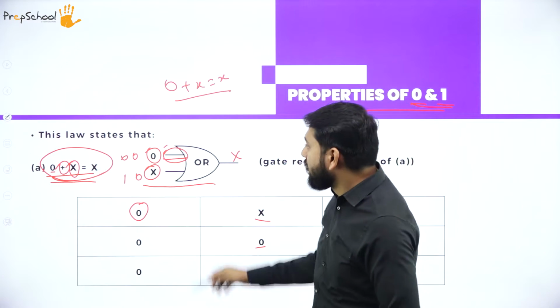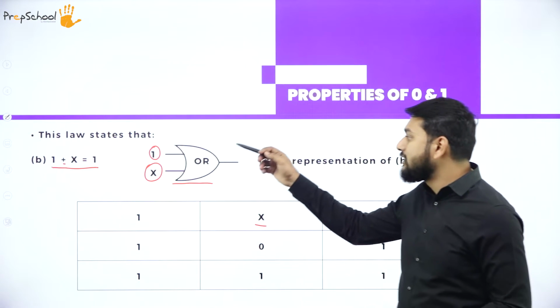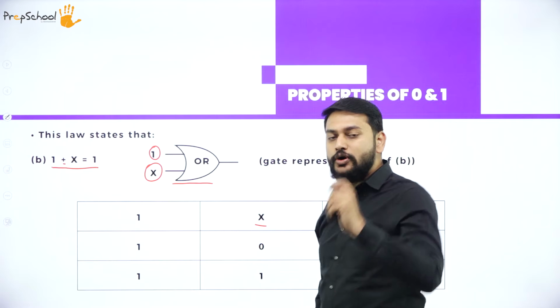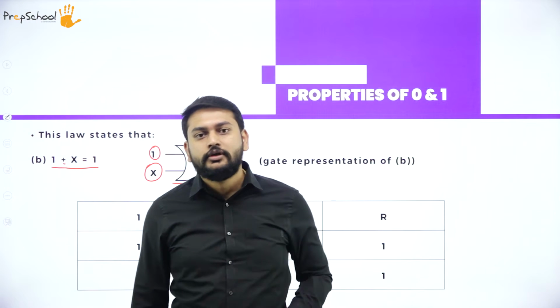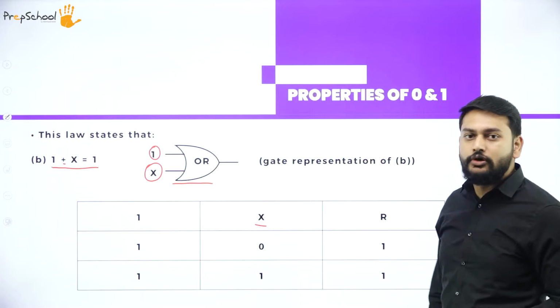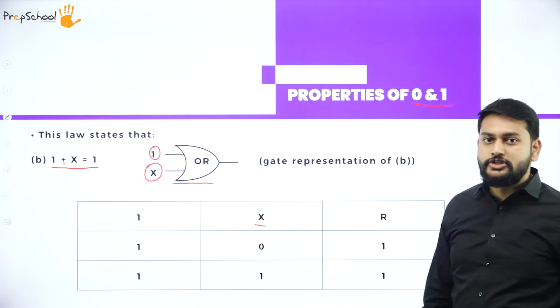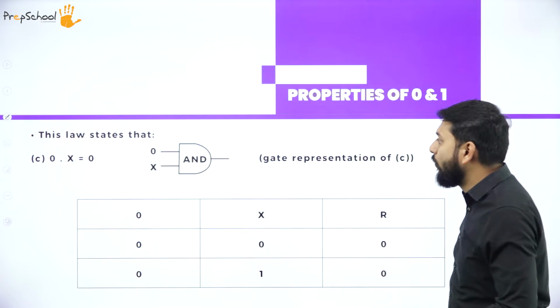So please remember, what is the first law? 0 plus x is equal to x. The second law is 1 plus x is equal to 1. That's what you need to remember. These are the two laws you should remember with respect to zeros and ones, the properties of zeros and ones.